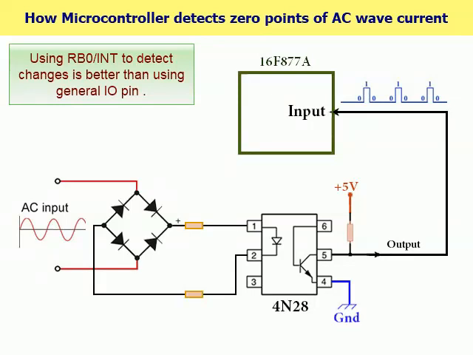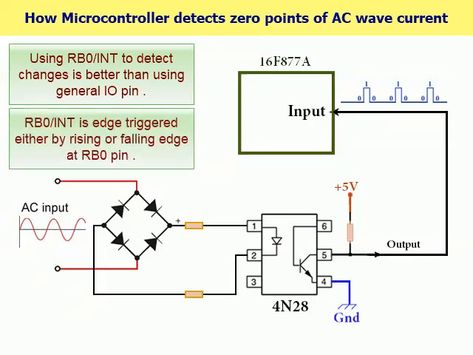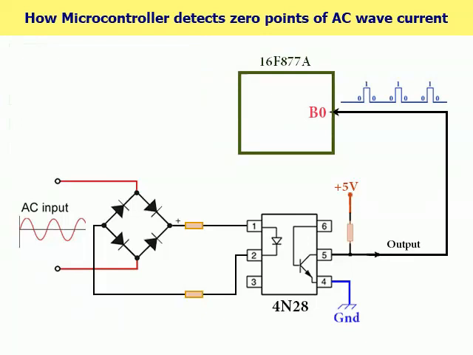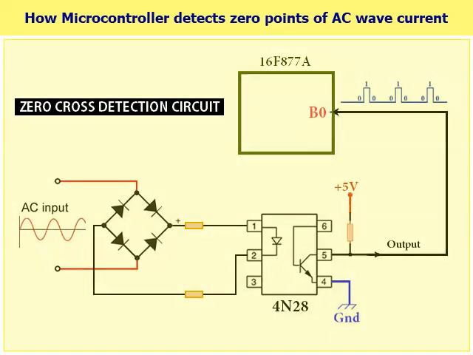The use of the interrupt varies depending on the microcontroller used. The microcontroller 16F877A supports several forms of interrupt, including the external interrupt on pin B0 of port B, referred to as RB0 interrupt. This interrupt is edge-triggered, either by rising or falling edge at pin B0. The edge is selected optionally in the interrupt registers of the microcontroller's memory. To use the RB0 interrupt, we have to connect the output of the optocoupler to the pin B0 of the microcontroller. Zero cross detection circuit is now complete.